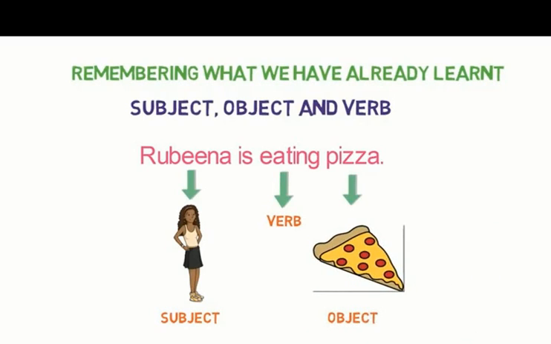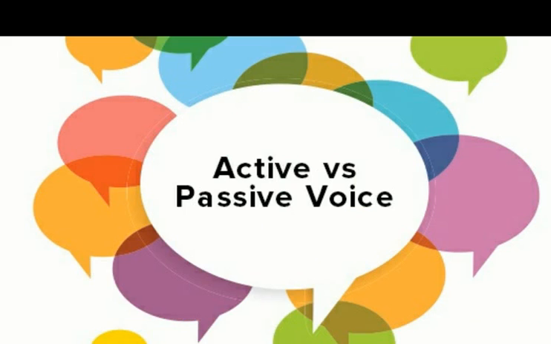So note down here, to identify any object we have to ask the question what or whom to the verb. If we ask the question towards the verb, what or whom, we will get the answer. That is the object. So in this case we used what to identify the object and we get the answer pizza. Okay. Now we shall discuss the grammar topic we have: active and passive voice.